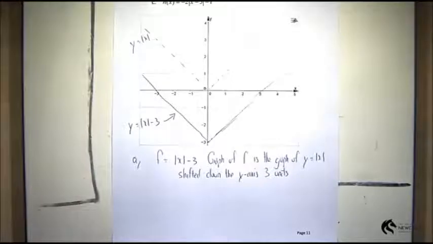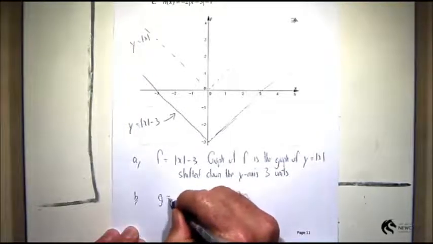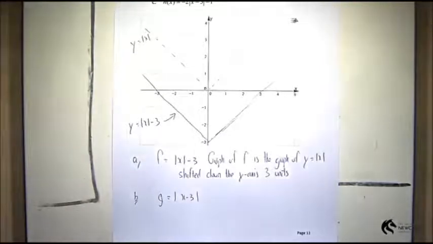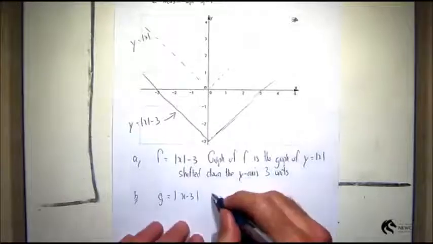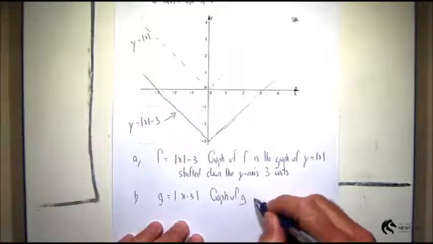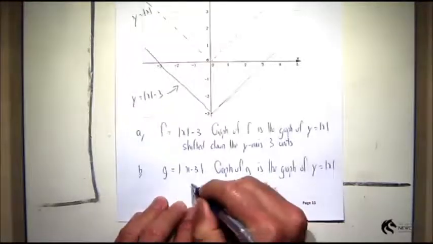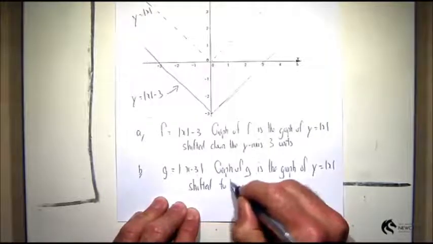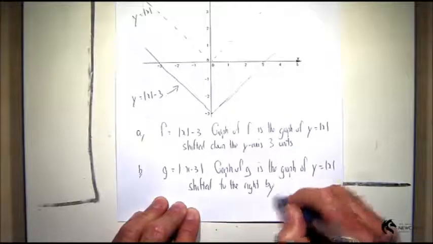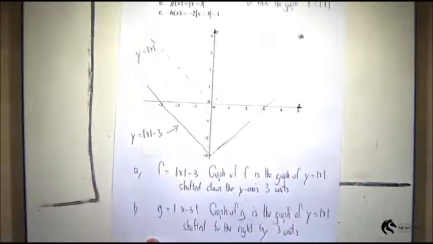Part B. I have g of x is equal to the absolute value of x minus 3. So have a look. That looks like it's the bottom one here. The graph of function x plus k is the graph of function x shifted k units to the left. So here I've got minus 3, so it's going to be k units to the right in here. So the graph of g is the graph of y is equal to the absolute value of x shifted to the right by 3 units. And so all I have to do is go over to here.